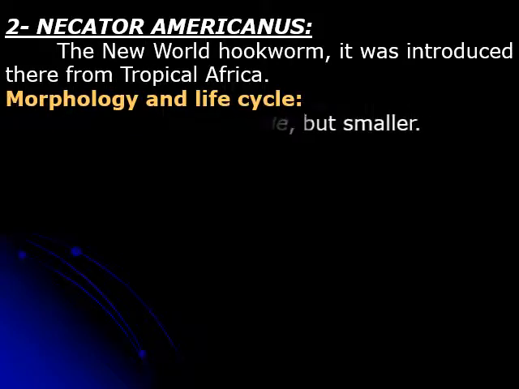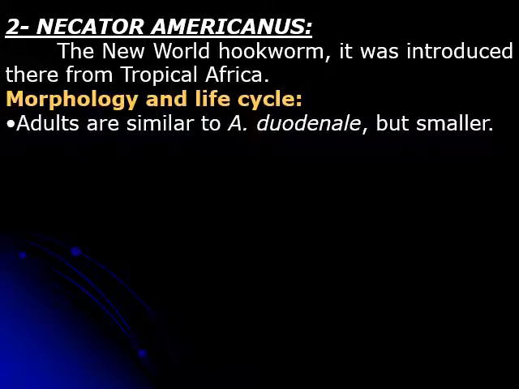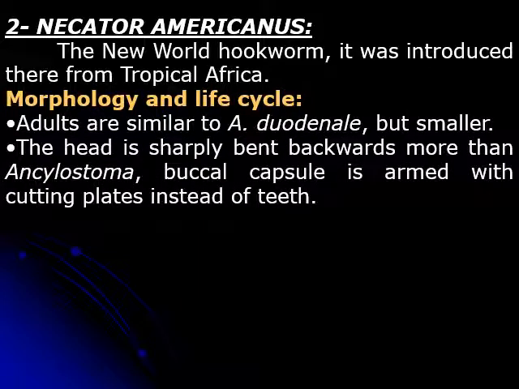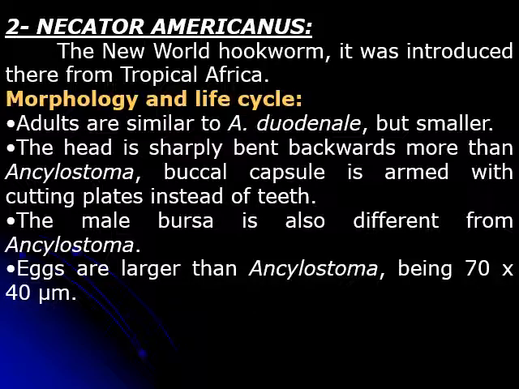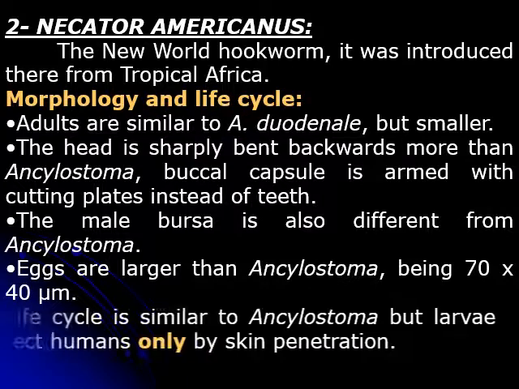Morphology and life cycle. The adults are similar in shape to Ankylostoma duodenale, but they are smaller in size. The head is sharply bent backwards more than Ankylostoma. The buccal capsule is armed with cutting plates instead of teeth. This is the difference in morphology, and the male bursa is also different from that of Ankylostoma. The eggs are larger than Ankylostoma, being 70 by 40 micrometers.